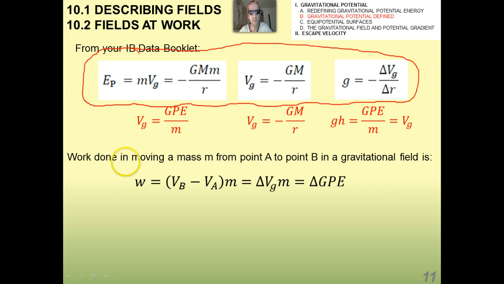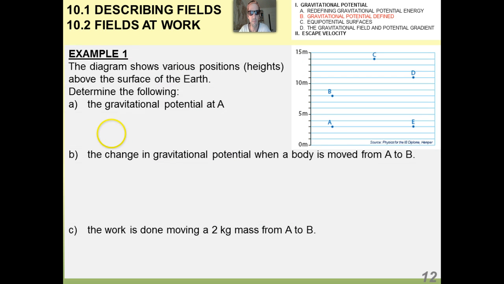The work done in moving a mass m from point A to point B in a gravitational field is also, of course, the change in gravitational potential energy, but now you can think about it as the change in gravitational potential times the mass, because work per unit mass is the change in gravitational potential. Very important. Let's try the first example. I think when you see a couple of examples here, it'll start to make a little more sense. Read this example carefully, and we'll do it together.